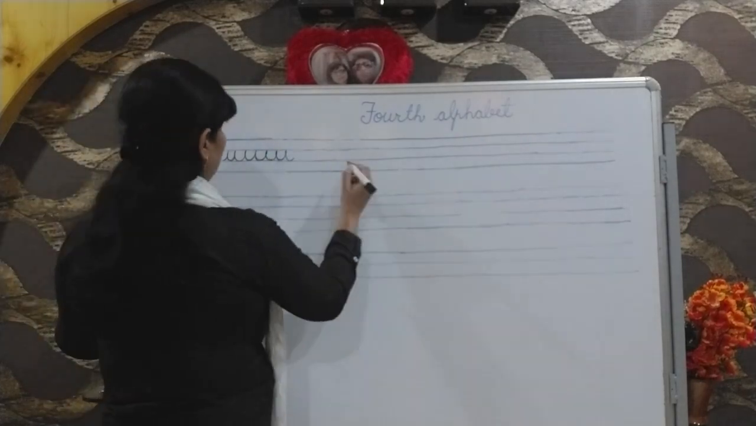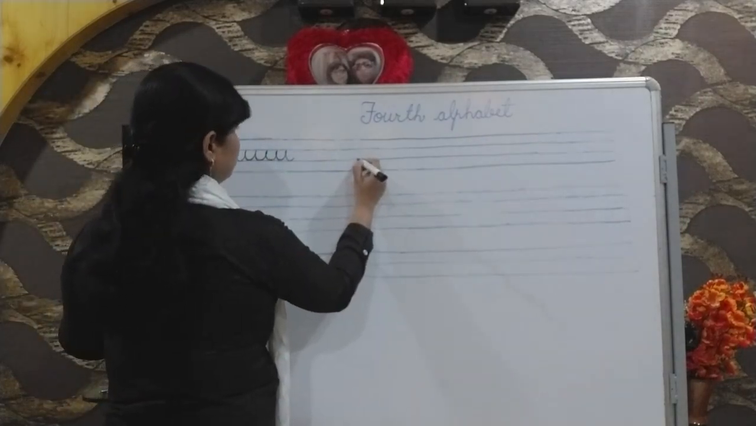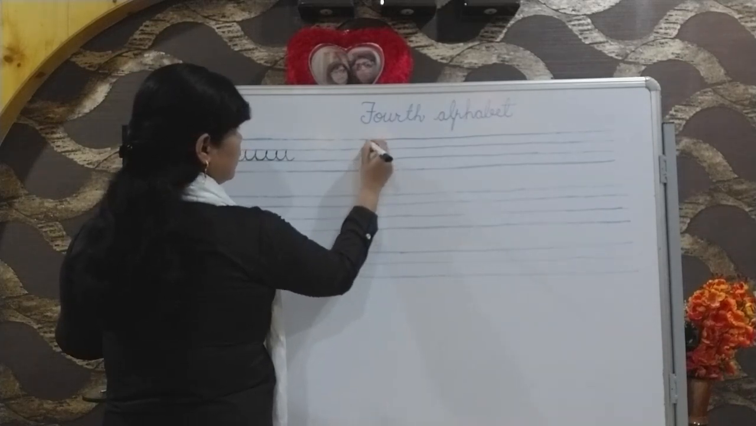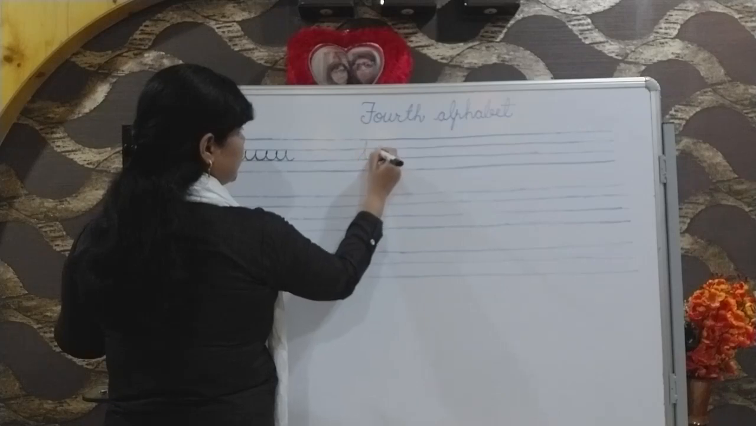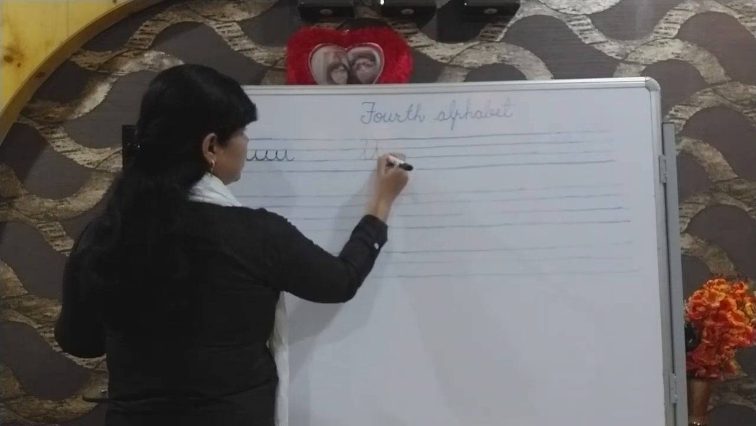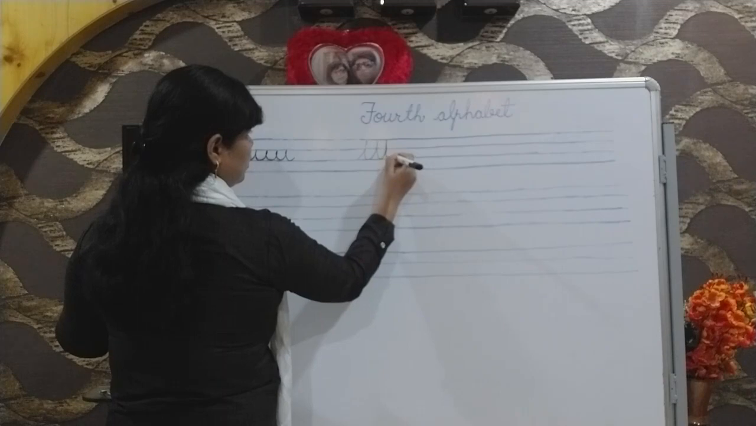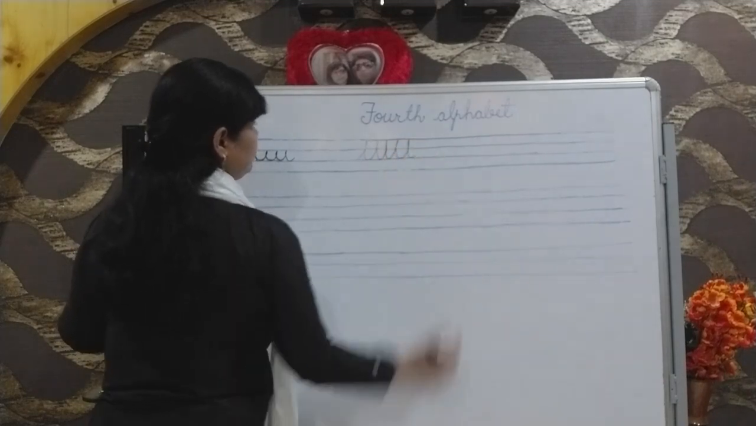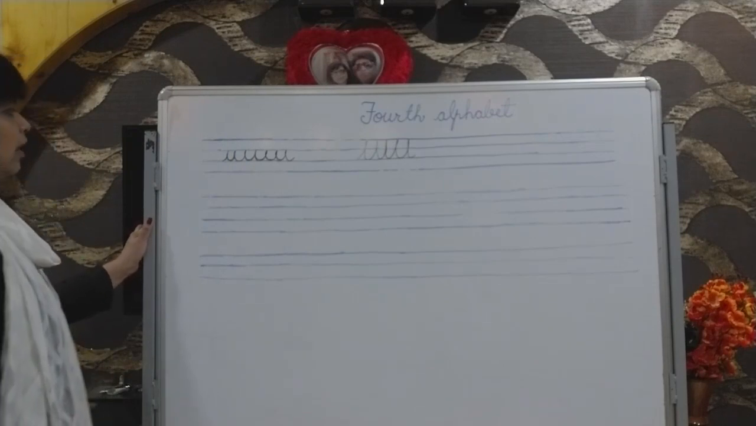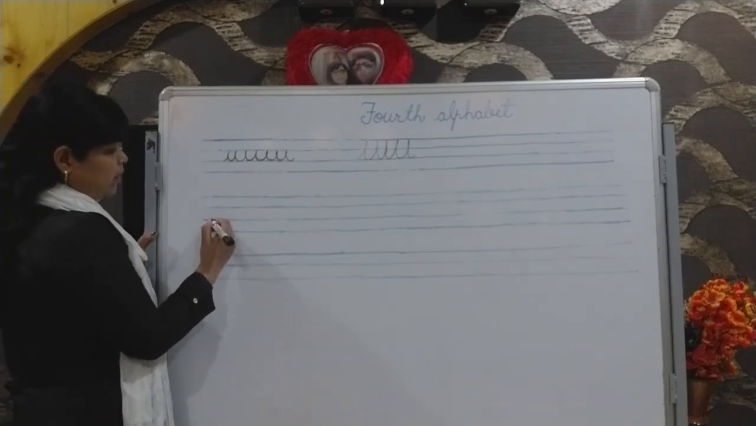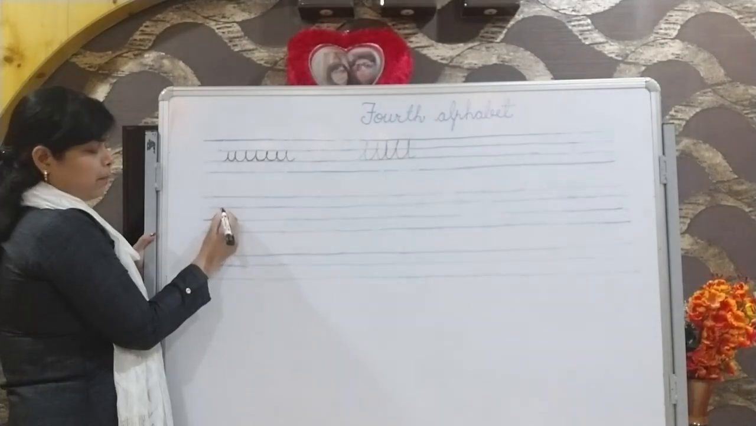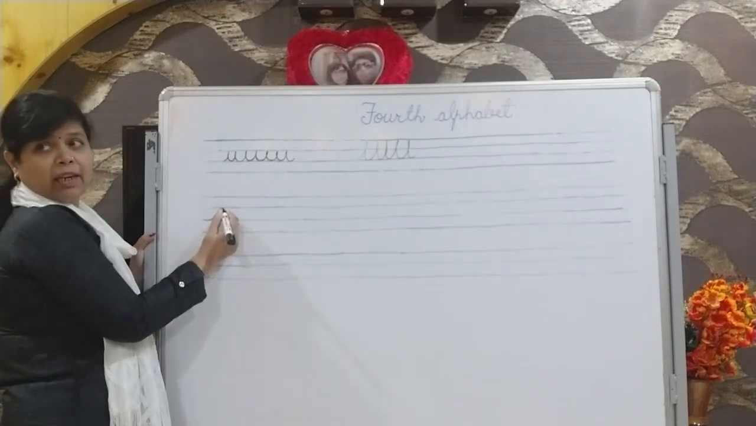Now for the long one, how will we make it? From the third line we will start and go to the upper side. Most of our letters we can make through these curves only. Clear? Now we will start how to make A. From the third line we have to start and go to the upper side. I will zoom a little bit, then you can see very clearly.